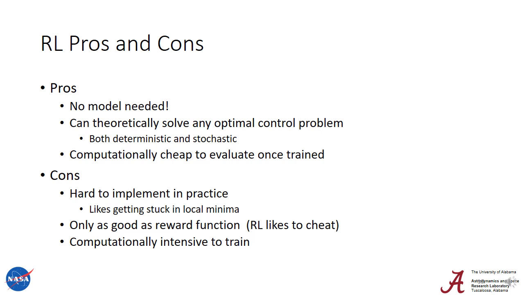Unfortunately, reinforcement learning is generally harder to implement in practice, and it likes to get stuck at local minima. It's also only as good as the reward function you give it, so if you misprioritize a certain aspect, reinforcement learning will quote-unquote cheat and just maximize for that easy reward. And finally, while it's computationally cheap to evaluate, it's very intensive to train.